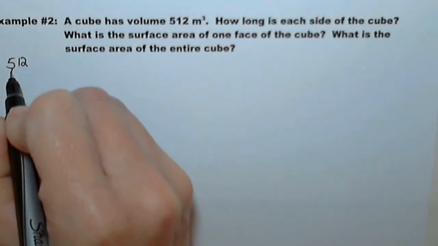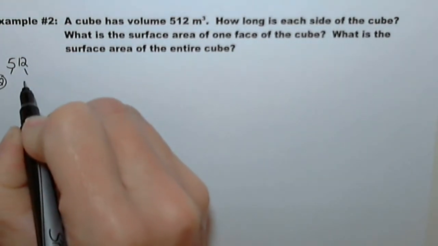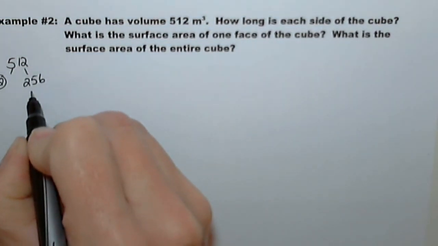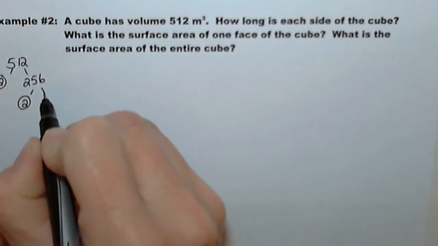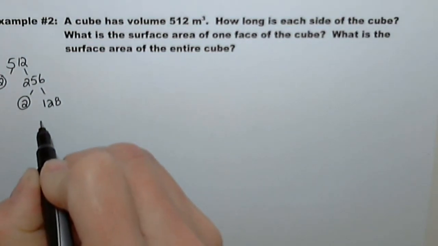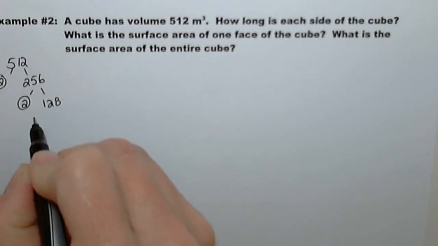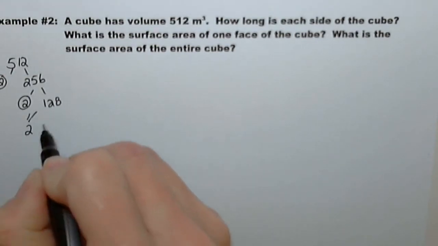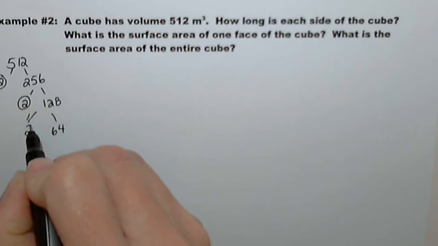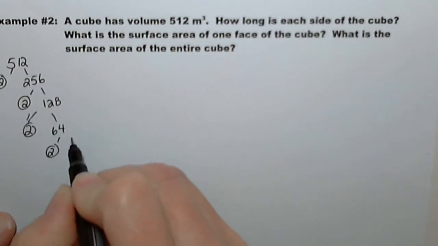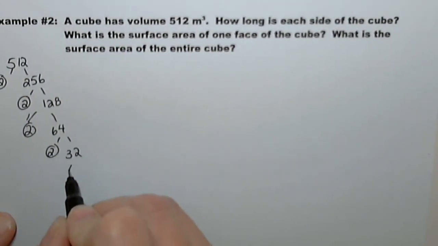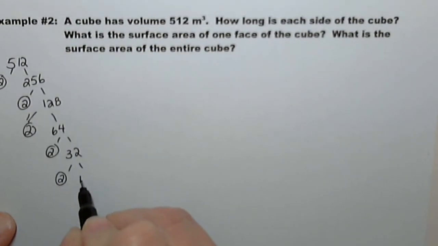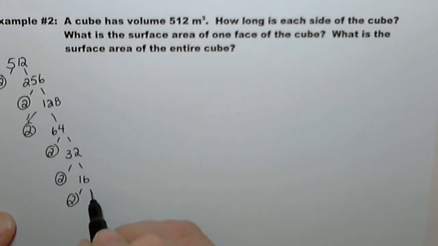So 512 is 2 times 256, which is 2 times 128, which is 2 times 64, which is 2 times 32, which is 2 times 16, which is 2 times 8, which is 2 times 4, which is 2 times 2.